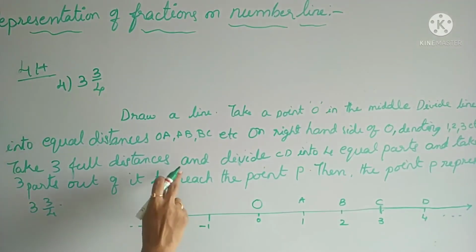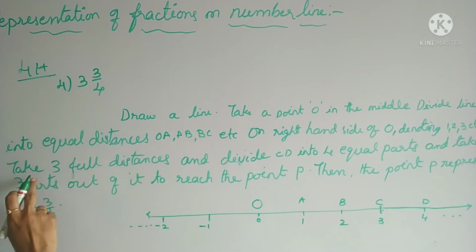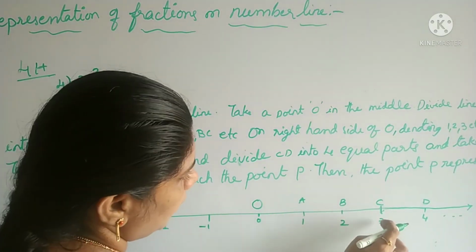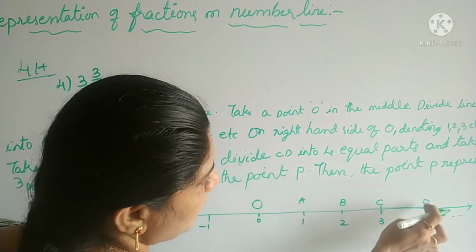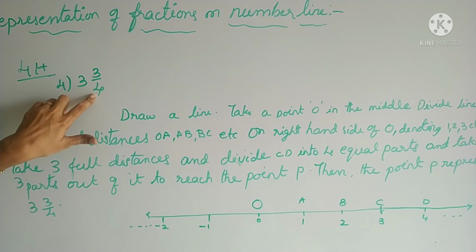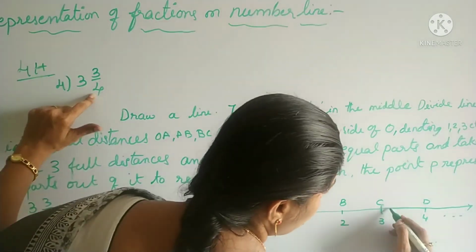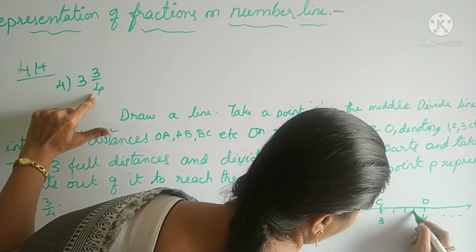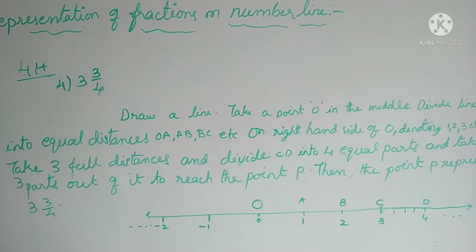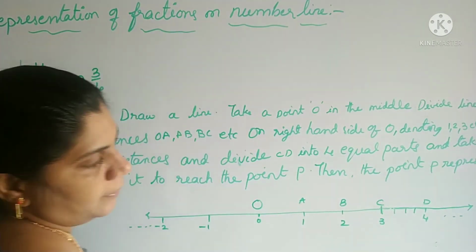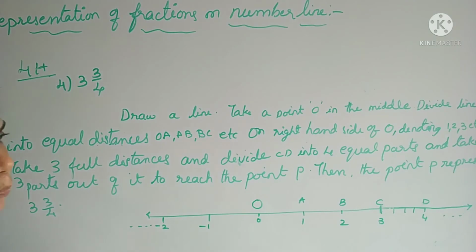Now see, take 3 full distances, 1, 2, 3 full distances completed. After 3, this is CD, the 3 to 4 line. Divide this line into 4 parts. What is the number you have in the denominator? 4. That's why you have to divide this CD line into 4 parts. Understood? These are also equal parts you have to divide. So I have taken 4 parts here. I have divided the CD line into 4 parts.